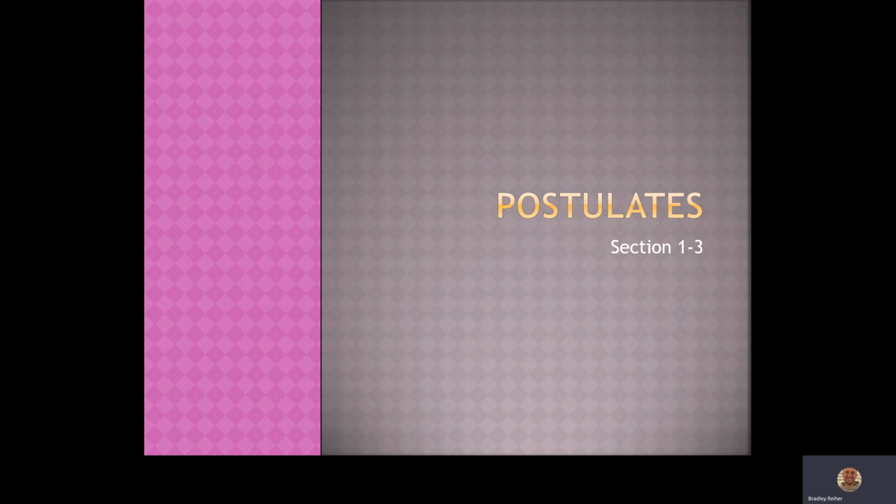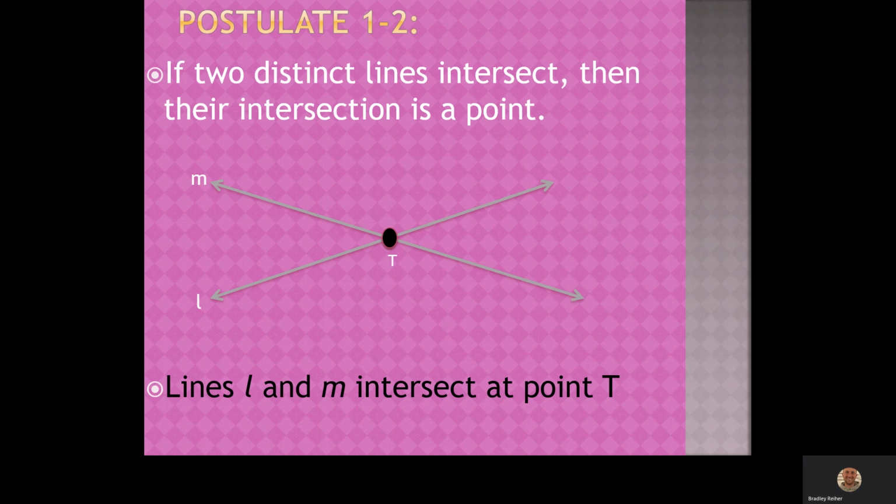This is the second part of section 3 for chapter 1. Last video we talked about any 2 points being collinear. That's a postulate. That's a fact. Here's our second postulate for chapter 1.